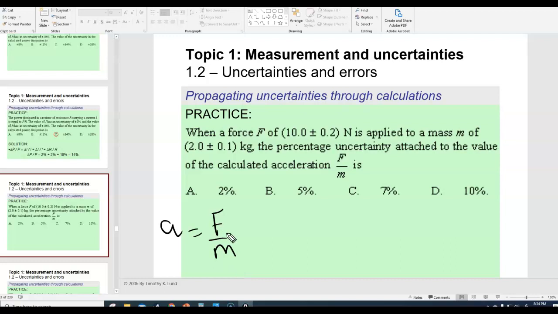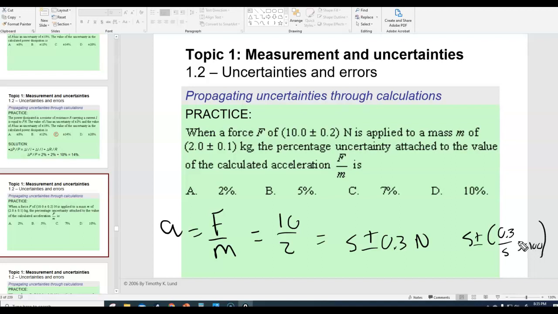Okay, so before I do this correctly, let me tell you what not to do. What you should not do is say, okay, F over m is 10 over 2. So that's 5. And then it would be plus or minus 0.2 plus 0.1, which is 0.3 newtons. And then I need to convert that to percent uncertainty. That would be 5 plus or minus 0.3, and then that would be 5 plus or minus 6%.